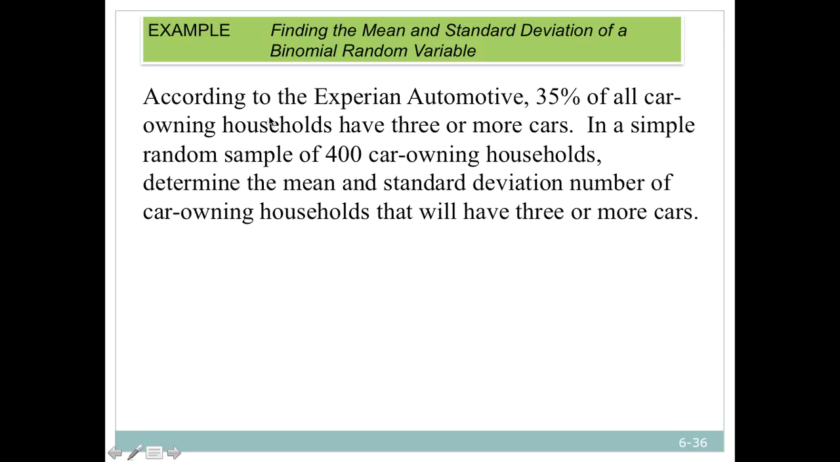We have this same example: 35% of all car-owning households have 3 or more cars. And we're going to be talking about a random sample of 400 households. So that means we're going to go around to 400 car-owning households, ask each household how many cars they have, and record that answer. What we want to do is determine the mean and the standard deviation for the number of car-owning households that will have 3 or more cars.